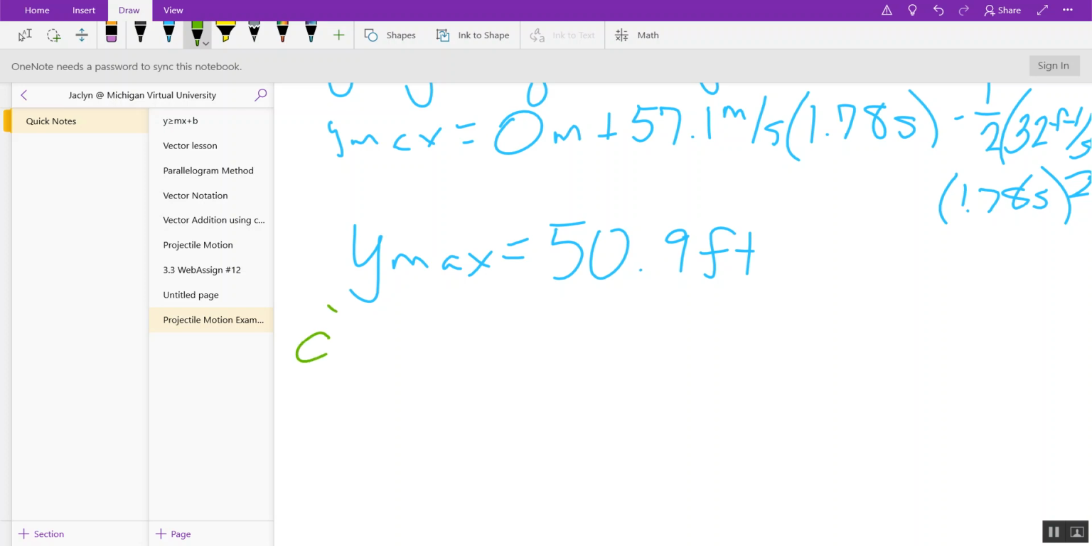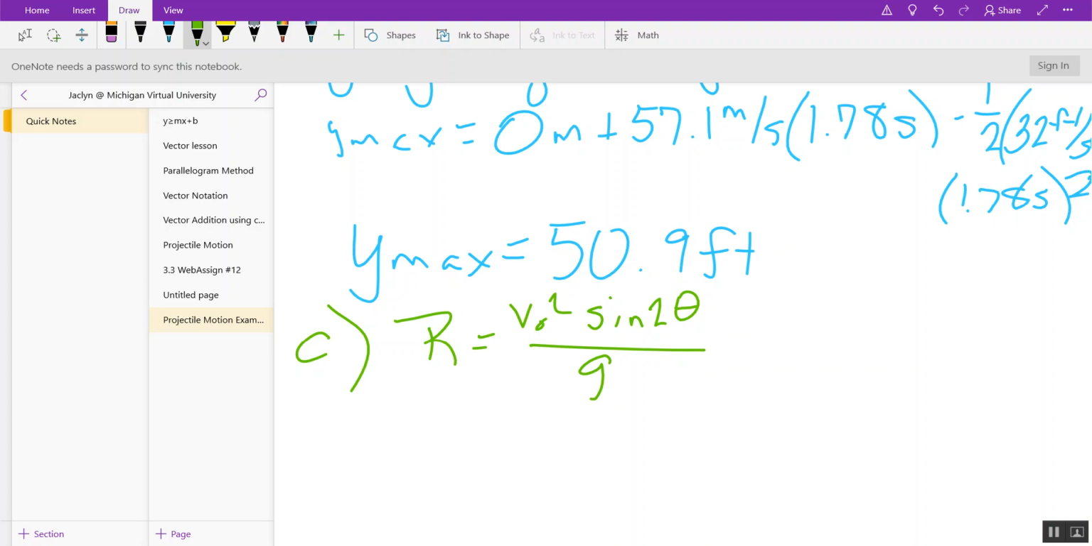And the last part asks for the range. Okay, so that's the horizontal range. I'm going to show you two different ways that you can solve this. There is a range equation that exists, and this range equation is valid only if the initial and final altitudes are the same. So the fact that this took off from the ground and landed at the ground makes those level, and so they're the same, so this is a valid equation to use.